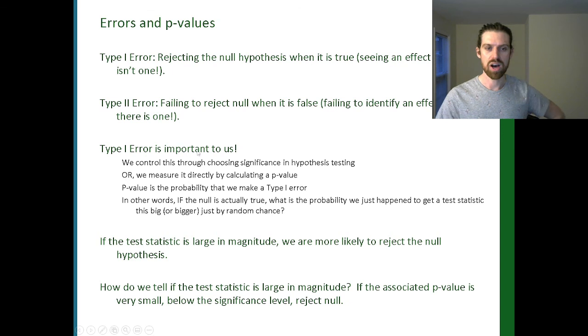Type 1 errors are important because we measure this, so we basically introduce the probability of a type 1 error based on the way that we define our test, okay? So we actually need to be aware that we kind of have an impact over the likelihood of this taking place.